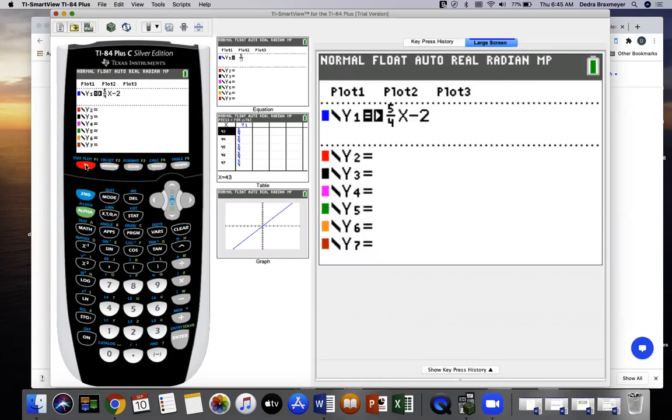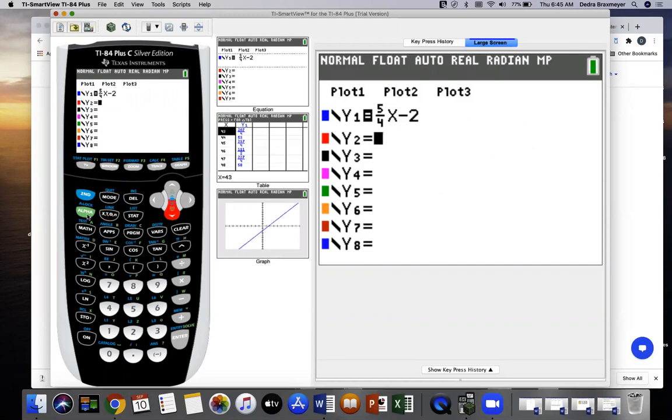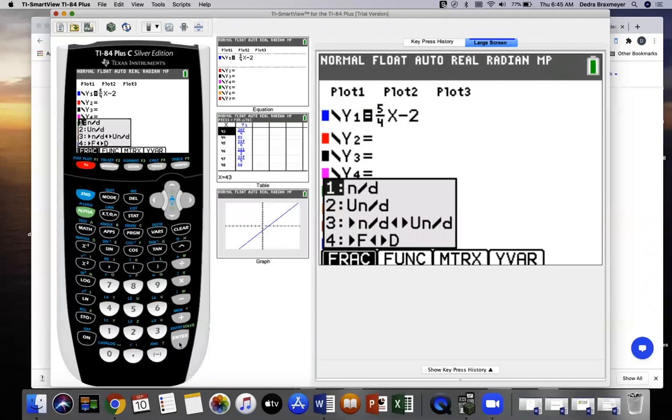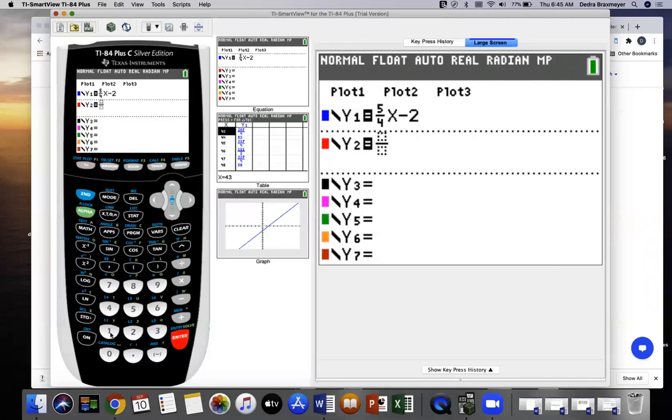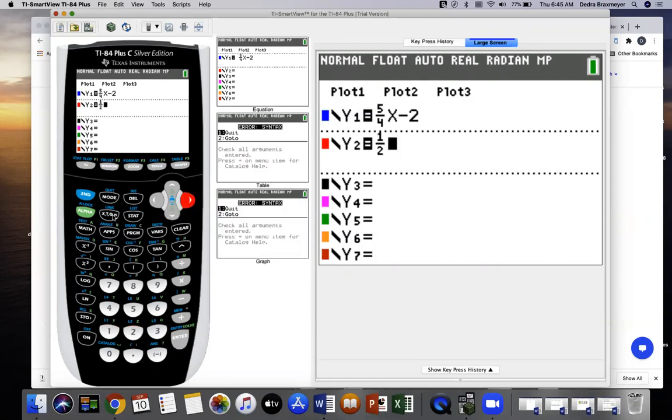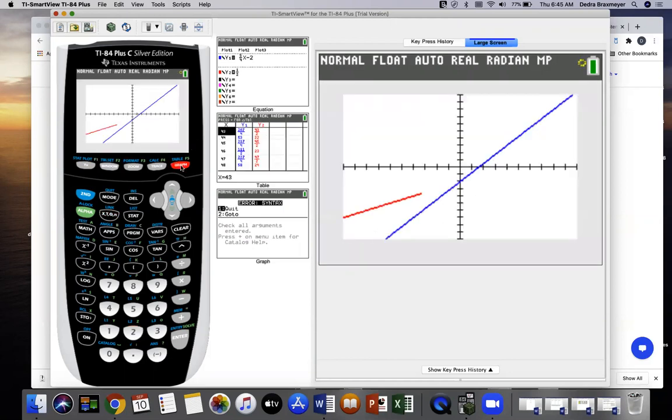And then the second equation solves to be y equals, type that into y2. Again, the slope is a fraction. I'll pull up the fraction bar or use the division sign. 1/2 x minus 2. And if I graph that, it may graph in a different color or both of them will be black depending on the model of your calculator.